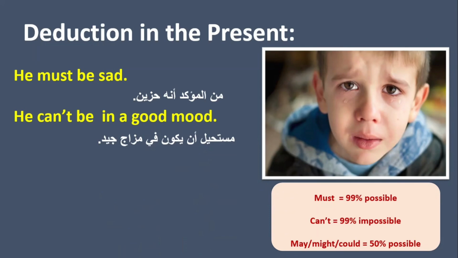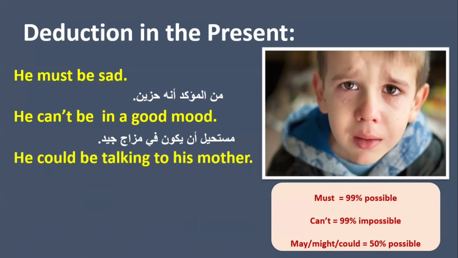Okay, what is the difference between saying he is sad and he must be sad? He is sad is a fact. I'm not guessing anything. But if I look at this picture and I'm saying he must be sad, I'm actually assuming or speculating or guessing that he is sad, but I'm saying that my guess is probably or most probably true because I'm almost sure.